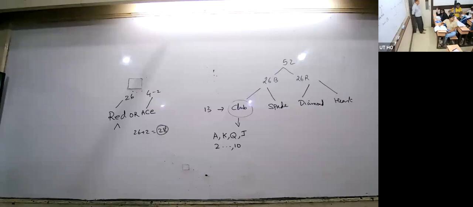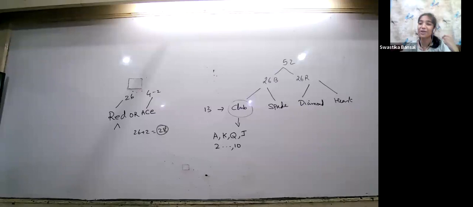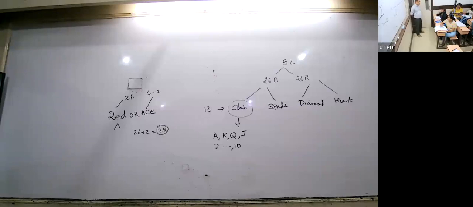Answer is 4. Yes, sir, 4 only, I was about to say. Listen. Face card means which are they? King, queen, jack. How many kings are there? 4. Okay, king in face card means 4.